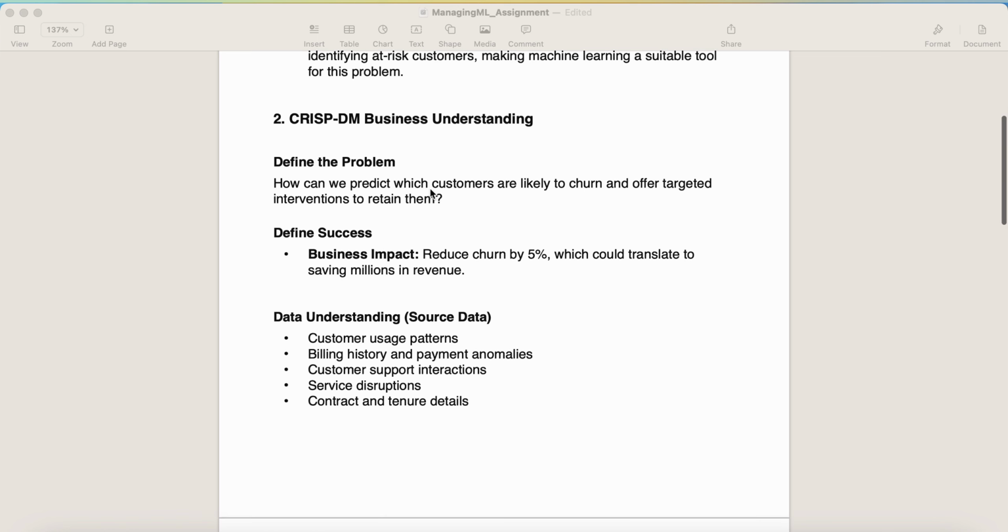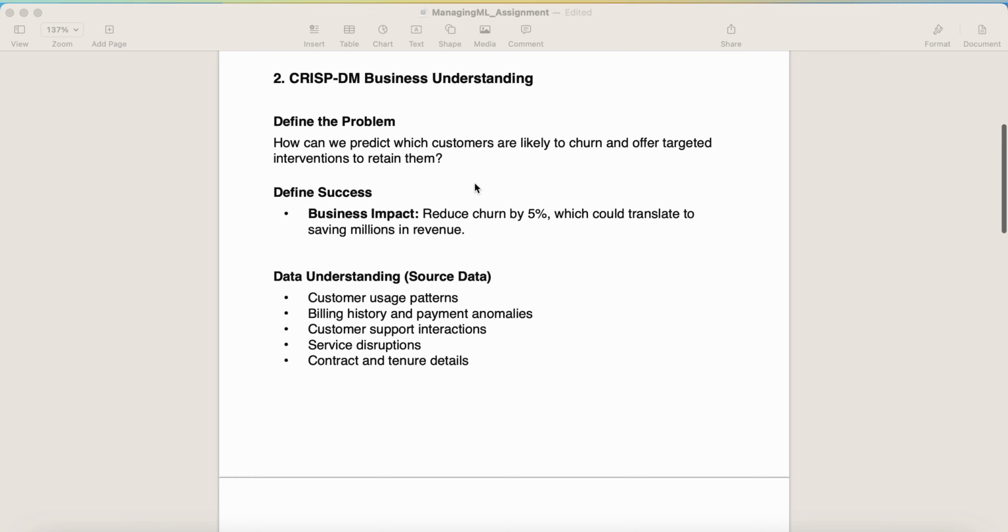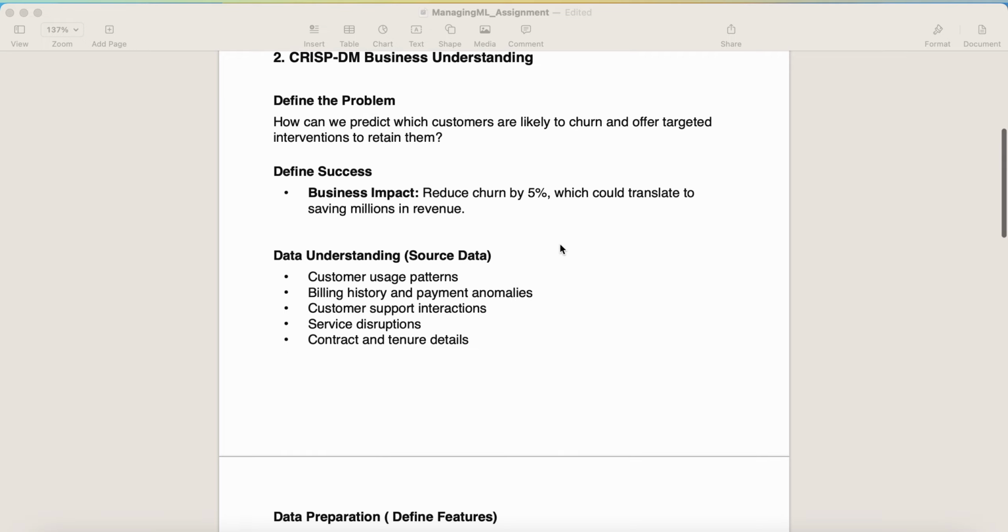Define the problem. The problem statement, as I mentioned earlier, is how can we predict which customers are likely to churn and offer targeted interventions to retain them. And what is the success statement for this? Reduce churn, we'll say by 5%, which could actually lead to saving millions in revenue, right?